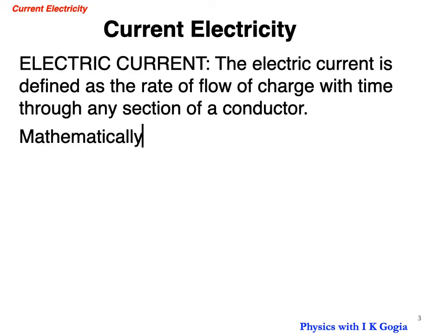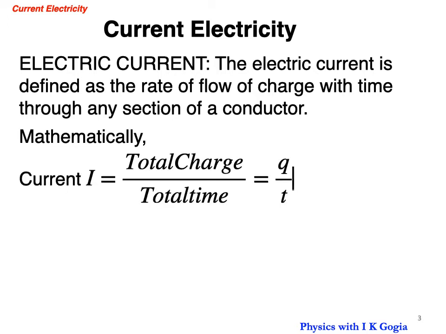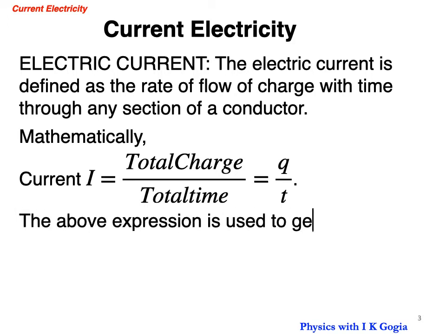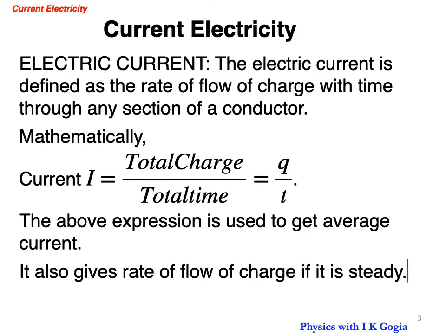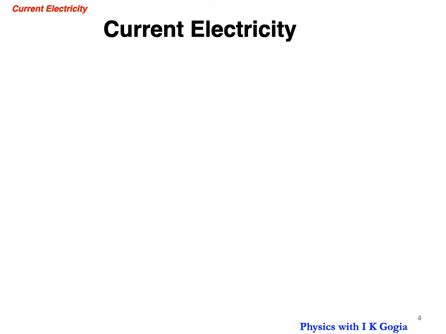By definition, electric current is defined as the rate of flow of charge with time through any section of a conductor. Mathematically, current I is total charge divided by total time, equal to Q by T. The expression is used to get the average value of current in a circuit because it's the ratio of the total charge to the total time. It also gives us the rate of flow of charge, or current, if it is steady, that is, if it doesn't vary with time.